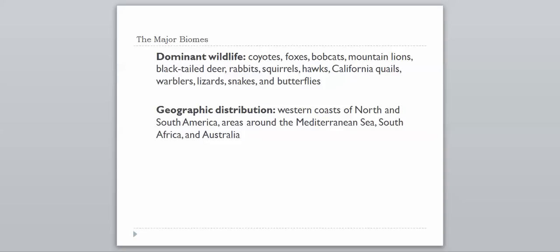And some dominant wildlife would be coyotes, foxes, bobcats, mountain lions, black-tailed deer, rabbits, squirrels, hawks, California quails, warbler, which is a type of bird, lizards, snakes, and butterflies. So it sounds a lot like the same type of wildlife we have here in Illinois. We have western coasts of North and South America, areas around the Mediterranean Sea, South Africa, and Australia are all going to be home to these types of animals.